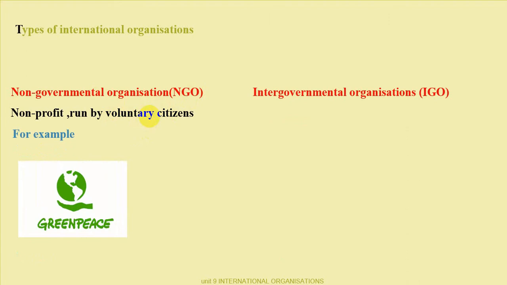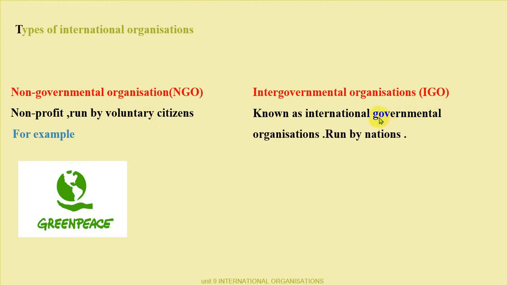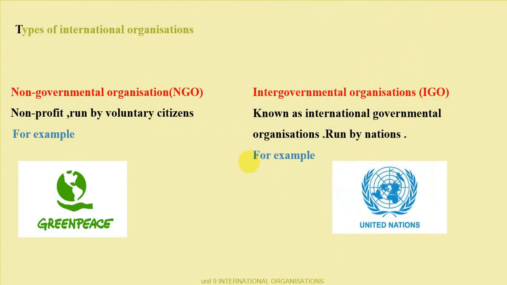And intergovernmental organizations. These organizations are known as international governments, which means here we have governments, which means they are related to nations. So these organizations are run by nations, not by citizens. An example is the United Nations. The United Nations is run by nations, by countries, not by voluntary citizens. Good.